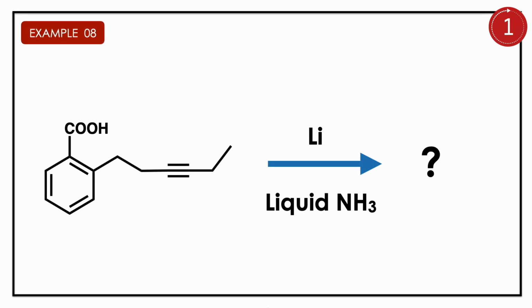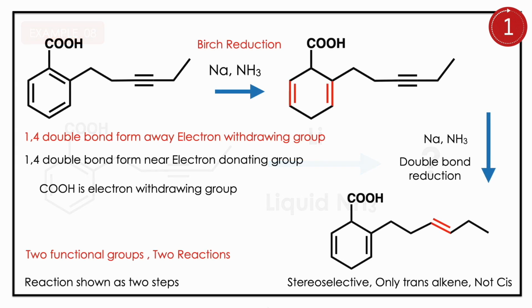Then the next example, you have benzoic acid. In the ortho position, you have a side chain with alkyne, which is in cis fashion. You are reacting with lithium and liquid ammonia. You should find what will be the final product. Here the starting material is benzoic acid, and in the side chain you have alkyne.